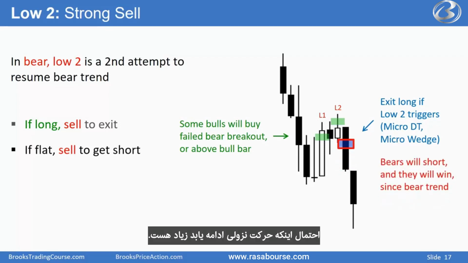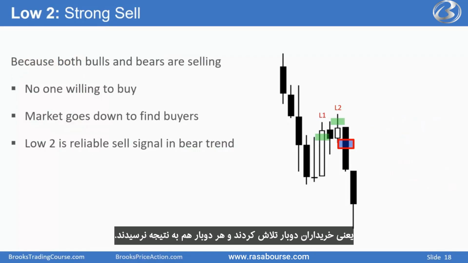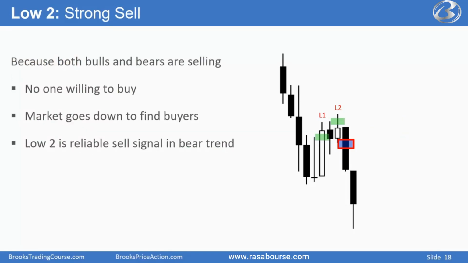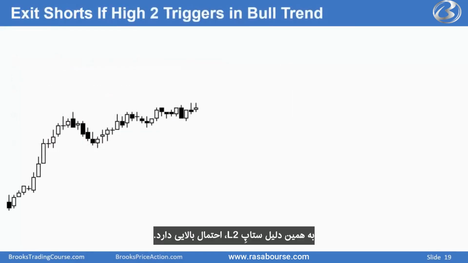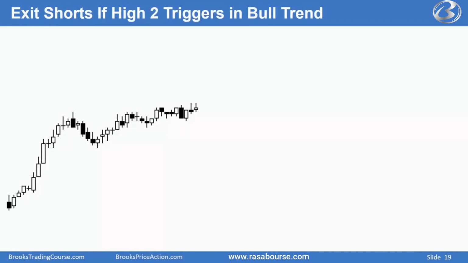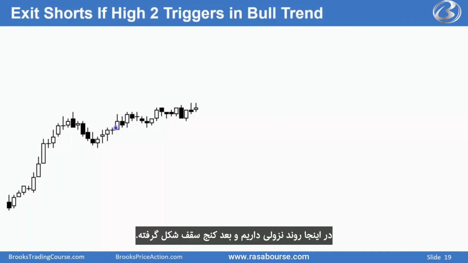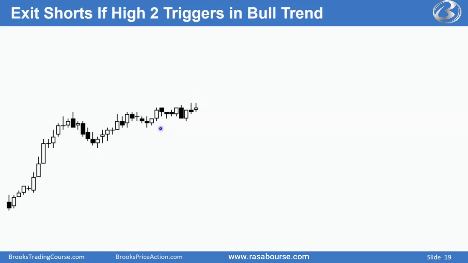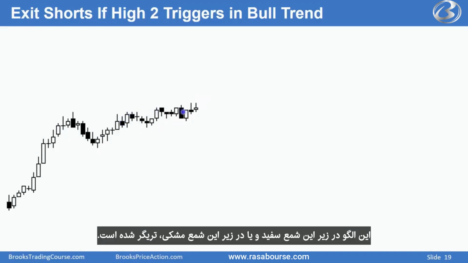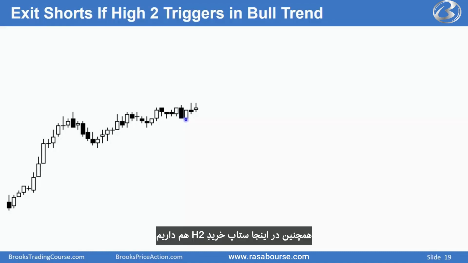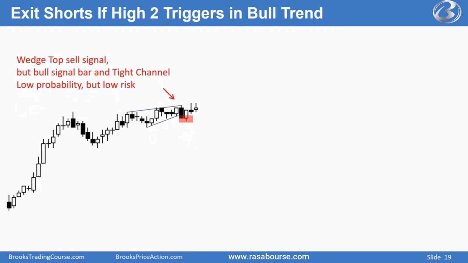High probability that you're going to get at least some resumption down because there's nobody left willing to buy. The bulls tried twice and they failed twice. That makes a low two a high probability sell. We have a bull trend and a wedge top. 1, 2, 3. It triggered either below that bull bar or below this bear bar. However, it's also arguably a high two buy with a good bull bar.